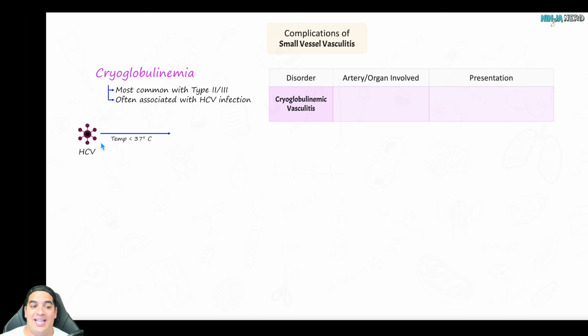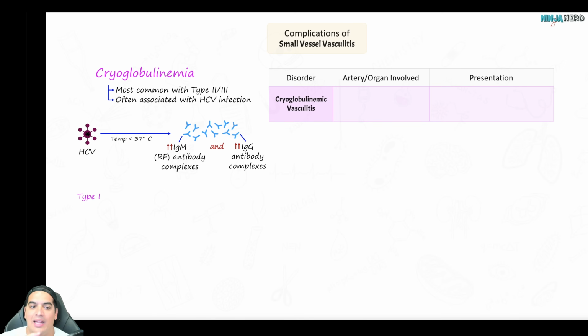Their body generates these antibodies against this hepatitis C virus, such as IgM and IgG. And these IgM tend to be rheumatoid factor positive. So if you check a rheumatoid factor for cryoglobulinemic patients, they're oftentimes positive. Either way, they generate these antibodies, and these antibodies will precipitate and complex together at temperatures less than 37 degrees. That's what we call cryoglobulins, proteins that precipitate and complex at low temperatures, less than 37 degrees. Once they do that, they go and deposit into the blood vessels of the affected organs, right? And we'll talk about those.